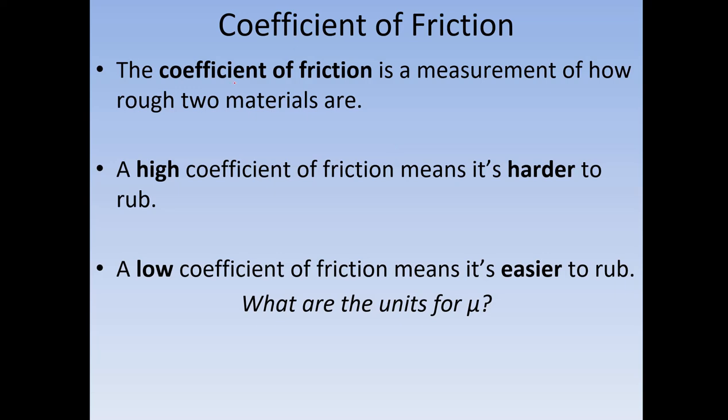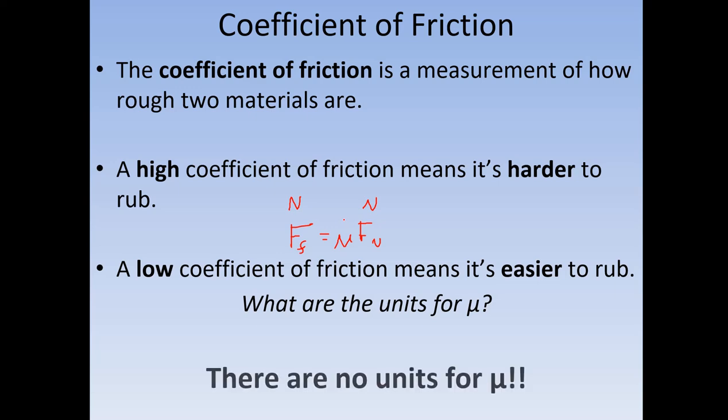So if we look back into the equation, we have F_f equals mu F_n. If we look at the units, the frictional force is measured in newtons, the normal force is measured in newtons. That means the unit for mu is nothing. There are no units for mu. So it's one of the few numbers where you actually don't put a unit next to it.